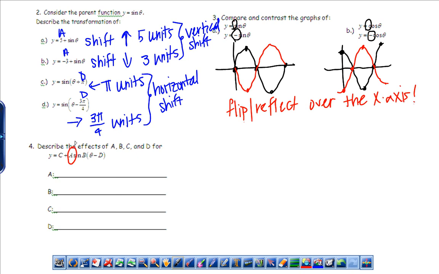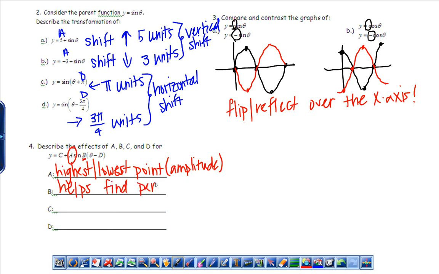So your amplitude, your A value, is going to be your highest and your lowest point. This is your amplitude. Your B really doesn't do anything on your graph, but it helps you find things. So I'm going to say it helps find the period, and therefore helps you find the critical points.